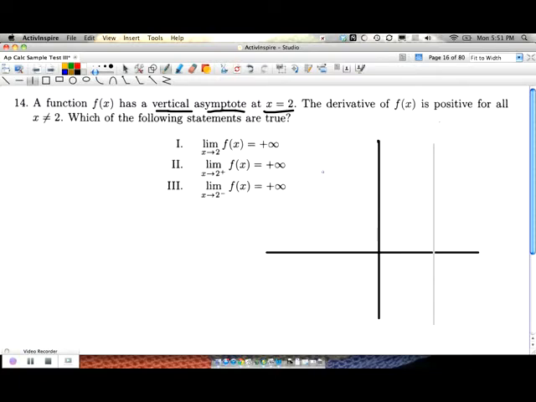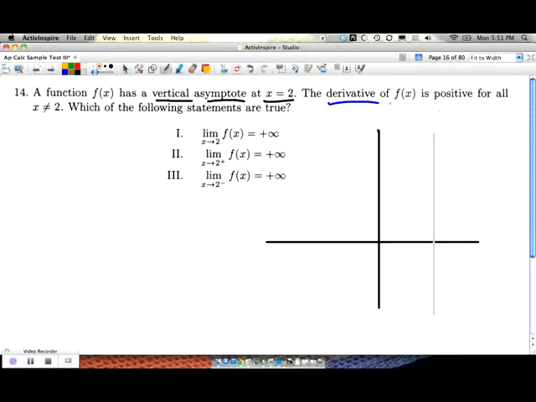It says the derivative is positive. Another way of interpreting that is meaning that the slopes are positive. And even further, the function f is increasing. So f is increasing on this interval. Well, let's see what happens with these three options and see how they agree with that statement or disagree.